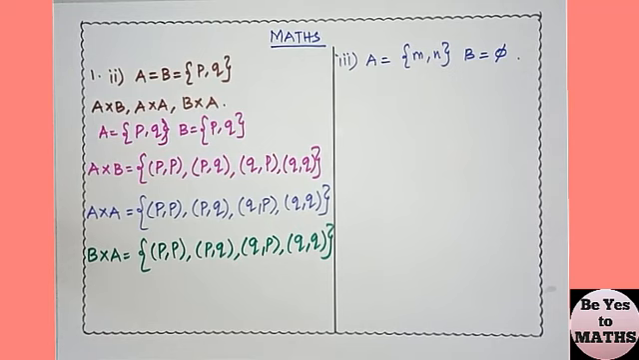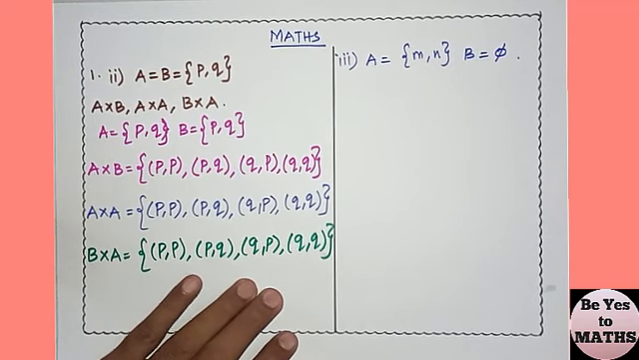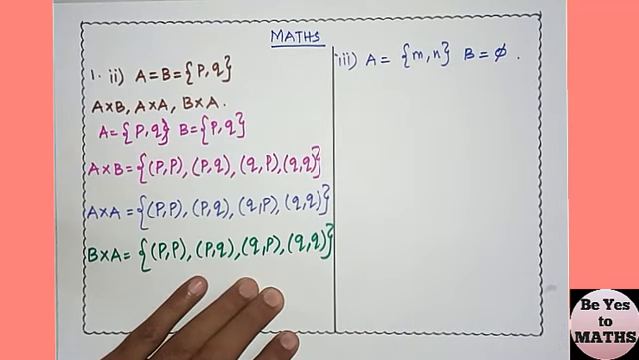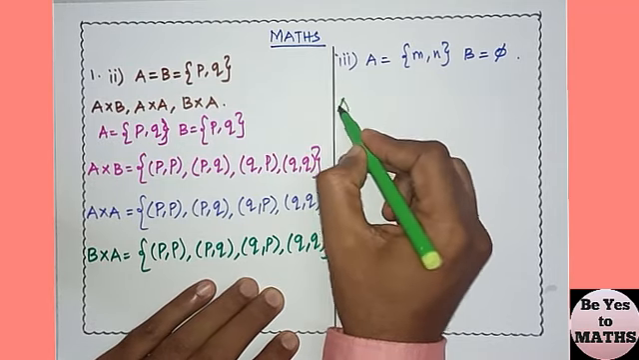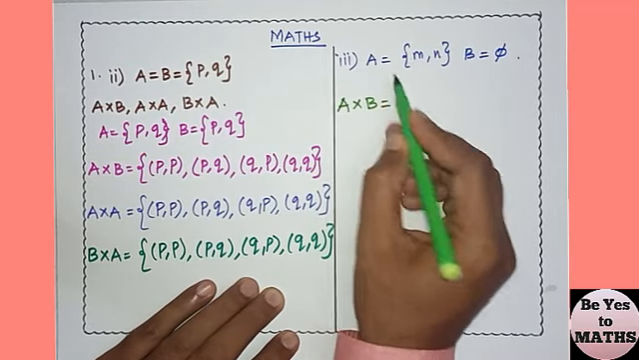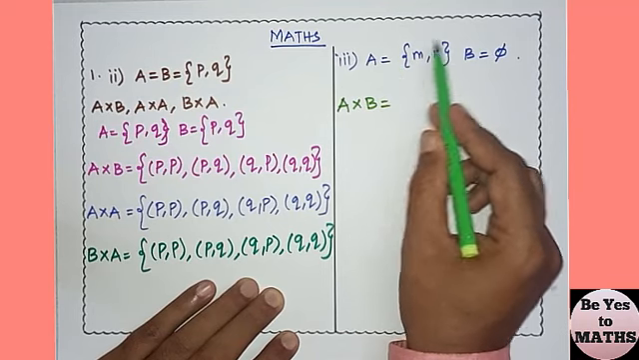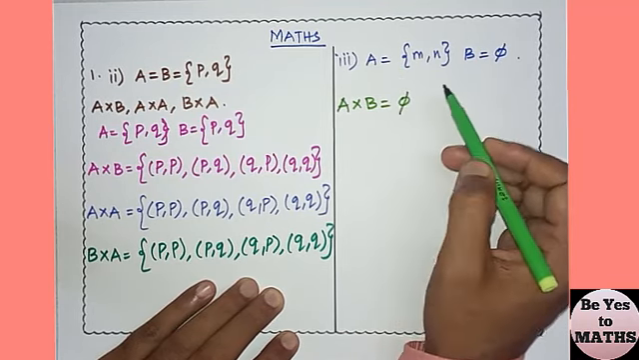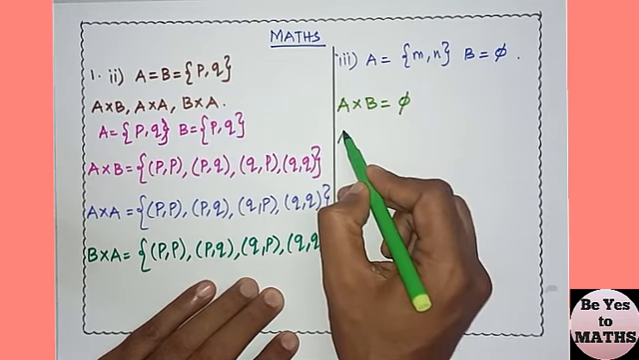Here, the third subdivision from the first question, we have A set m, n elements, B set is empty set. So A cross B: set A with empty set will be empty set.